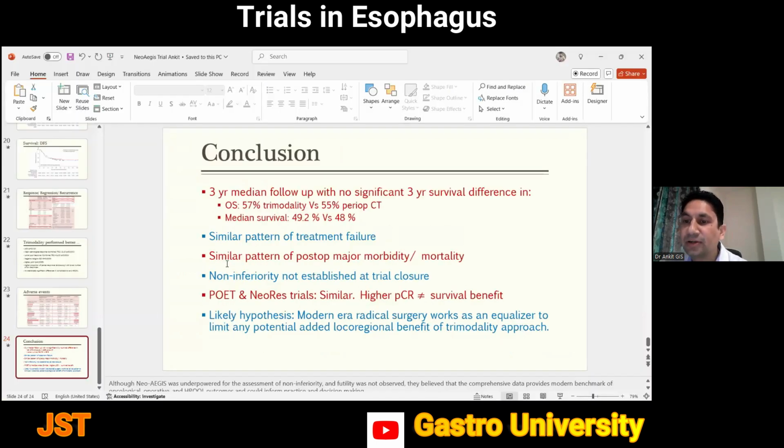Sir, Murugappan, sir, you're muted. Sorry, yeah. So just a small change. POET and NEORES were trials which were phase 2 trials which were done before this trial. So yes, sir. Sorry, sir.